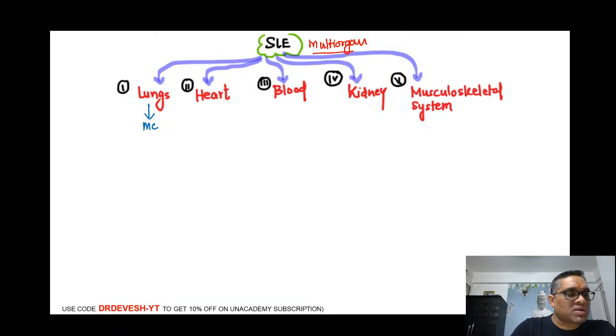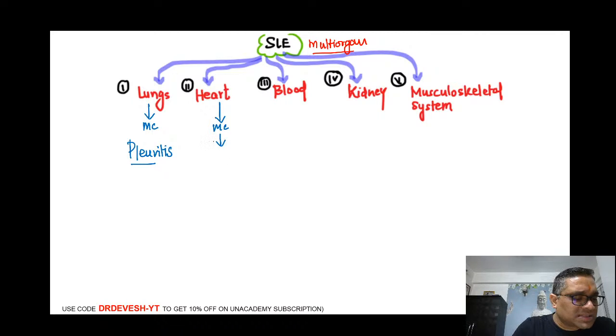What will be the most common finding? Can you tell me what will be the most common finding in the SLE lung? Pleuritis, right? So pleuritis is the most common finding in the lung in SLE. What is the most common finding in the heart in SLE? Can you tell me, in the heart, what is most common?